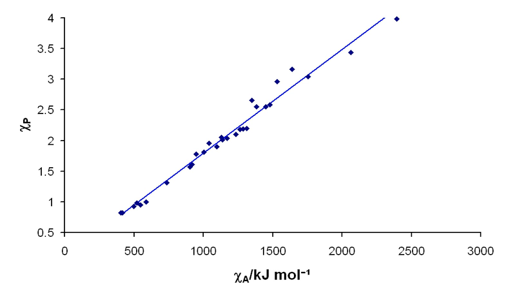Or sometimes a more accurate fit, E_D(AB) = sqrt(E_D(AA) E_D(BB)) + 1.3 (χ_A − χ_B)² eV. This is an approximate equation, but holds with good accuracy.